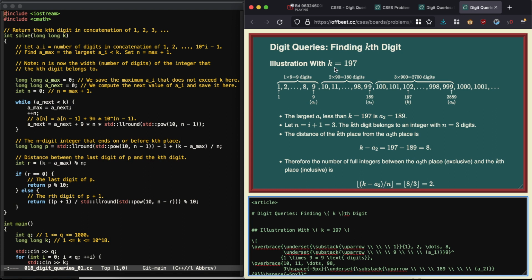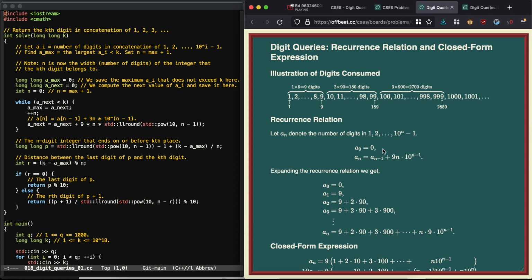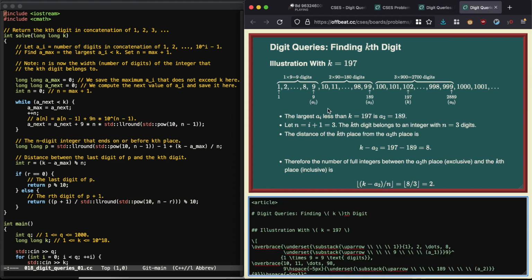Let's say k equals 197. And let's just visually, as a human, see what the solution should be. So 197 is the question. We want to find the 197th digit. We already know how to compute this. We can just convert this formula into code, and we can get these numbers quite easily. This 9 and this 189 and so on.